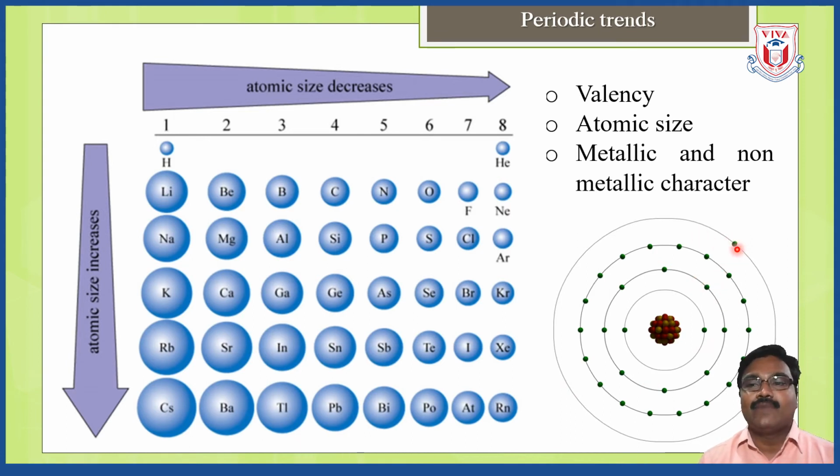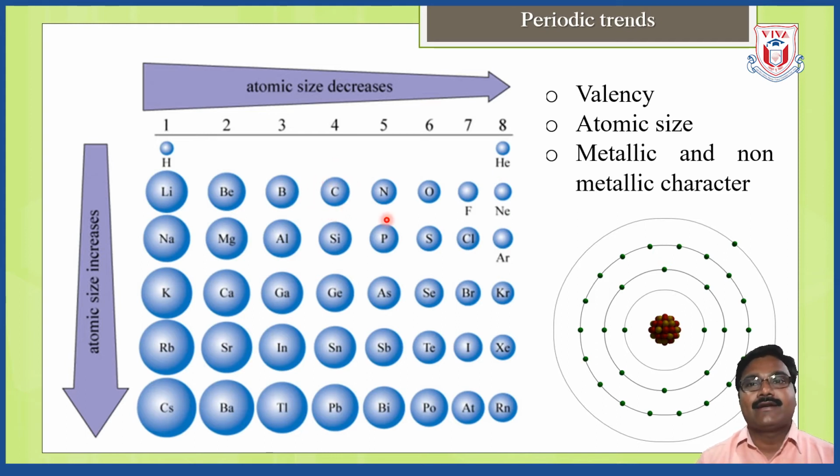If there is 1 electron in the outermost orbit, it will easily be donated by this element, and therefore its valency will be 1. For beryllium, the number of electrons in the outermost orbit is 2, so it can donate 2 electrons. Here 3 electrons are there, that means it can donate 3 electrons. Now here 4 electrons in carbon.